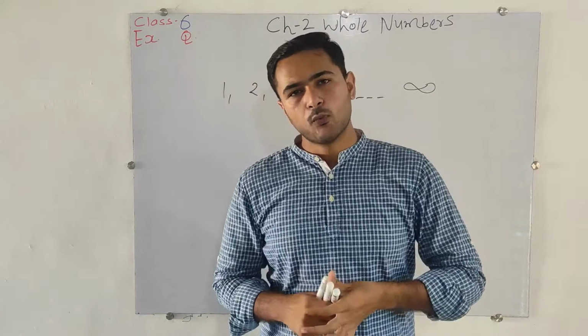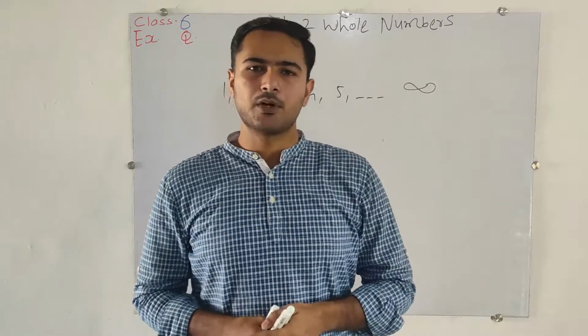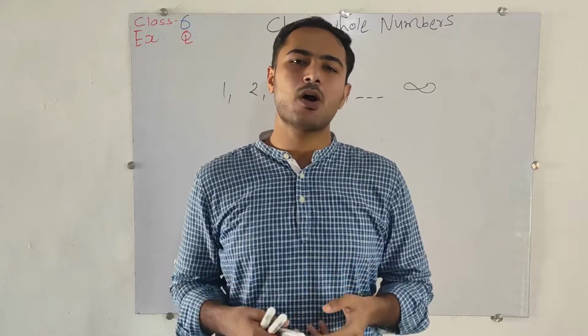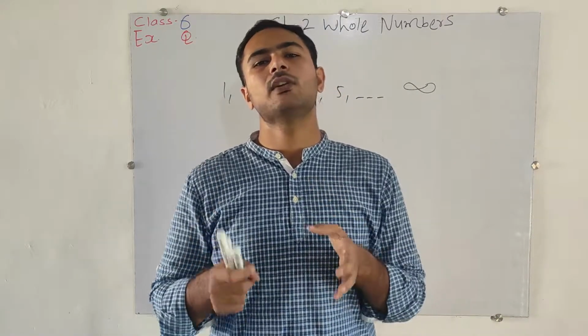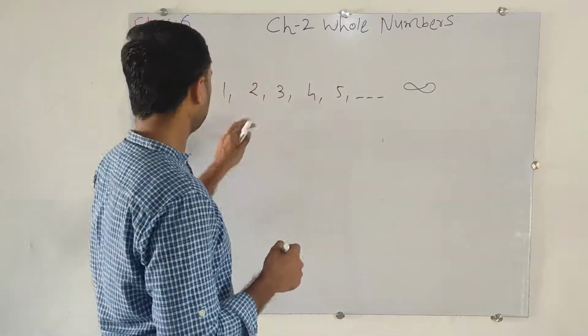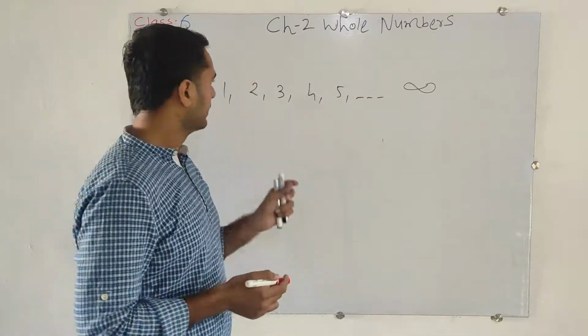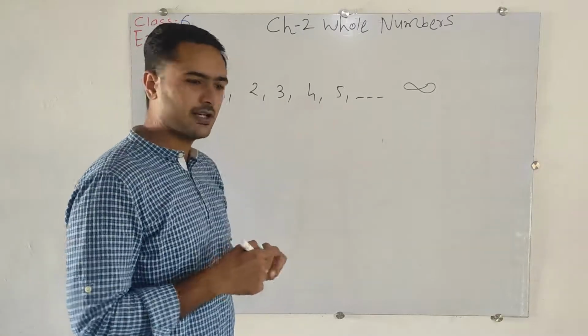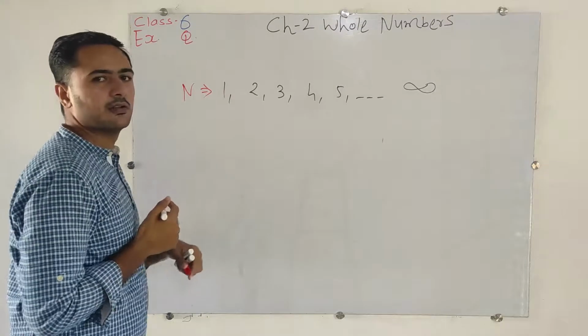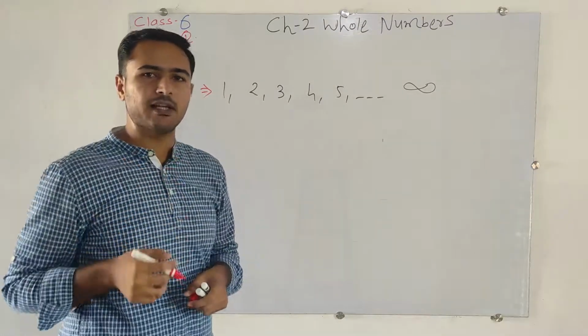So one more type is the whole number. Our next chapter, number 2, is the whole number. In that we will discuss only whole numbers. Okay, so let's start with that. First of all, let me show you the number line for the natural numbers. Here I show the symbol for the natural number, that is capital N.